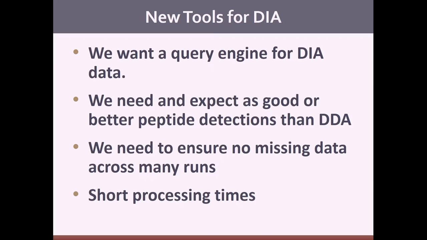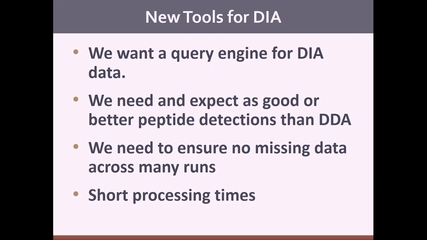But that being said, reviewers don't always agree with that. And so often we still had to provide evidence that we did have the capability to get as good or better detections than DDA. We also needed the ability to ensure that there's no missing data across many runs. And of course, people get frustrated when it takes a long time to process their data. So we wanted, in theory, to have as short processing times as possible.